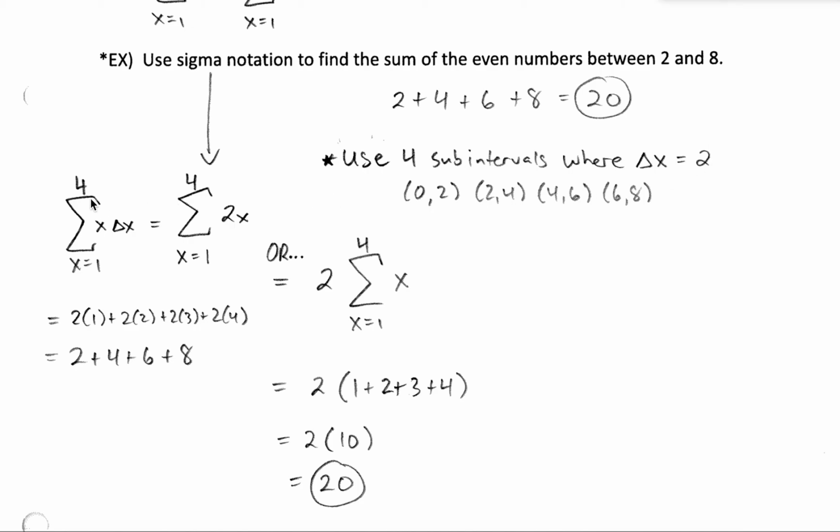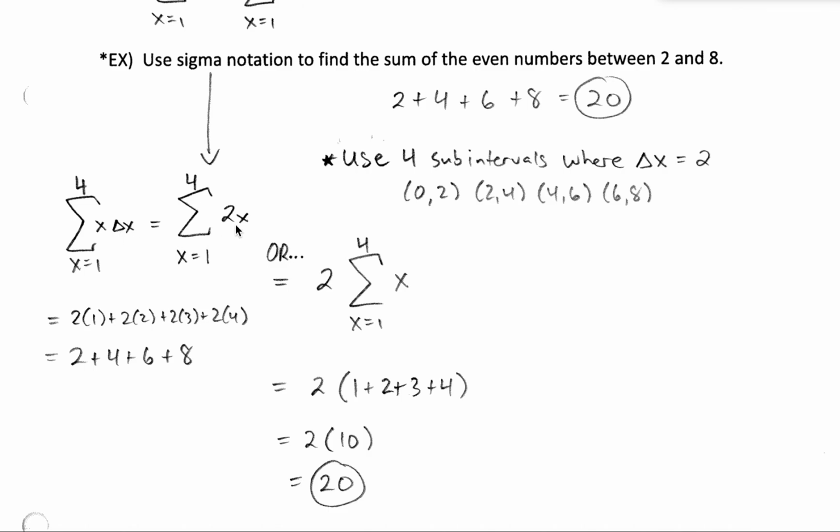So if we use our sigma notation, if I start with my first interval, and I count up 4 intervals, what is my function going to be? Well, we're just going to have a linear function. We're just going to be plugging in the interval number, and we're going to be multiplying by 2 each time. So let's see how that works.